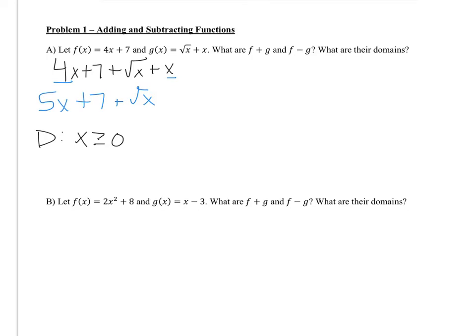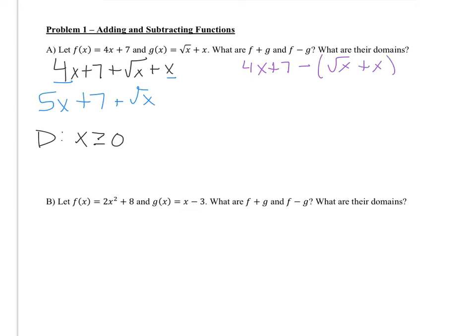Now it's asking for subtraction. So when I'm doing subtraction, again, this is not where you have to be careful because this subtraction is basically saying the opposite of the function. That's what subtraction is, opposite of a function. When I write out my problem, my function of f is 4x plus 7 subtract. I'm going to put this in parentheses now. The square root x plus x.